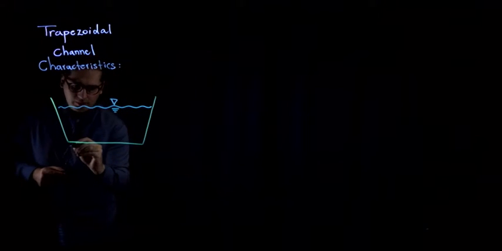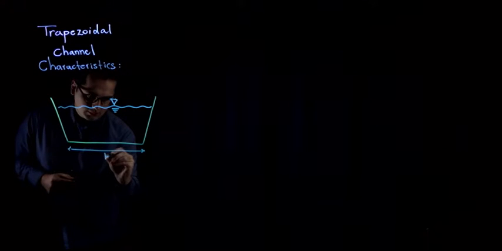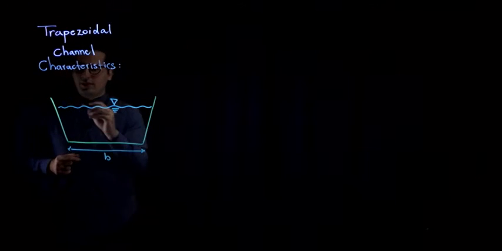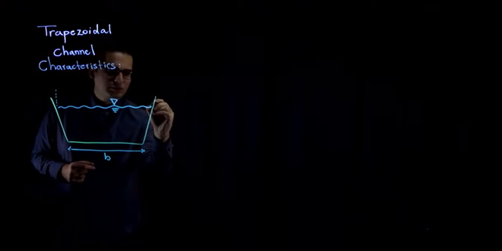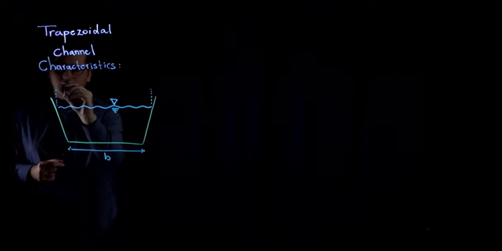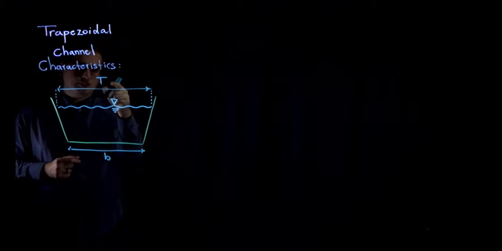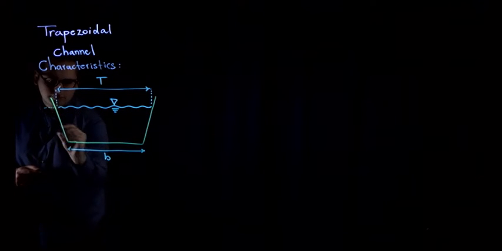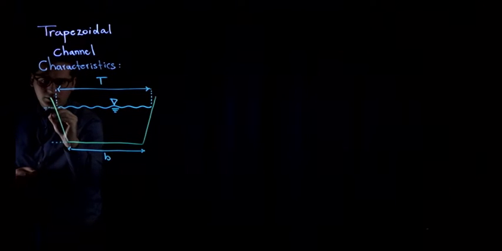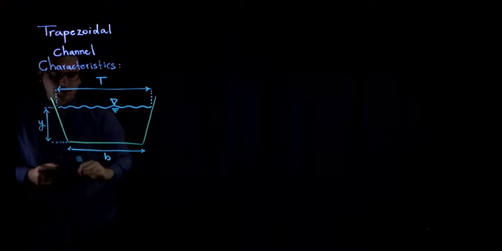We have the bottom width of the channel. Let's define it as little b over here. And then we have the top width of the surface of water right over here. I'm going to define this as capital T, and this is the top width. What else? We have depth of water. This is depth of water. We usually show that using little y.